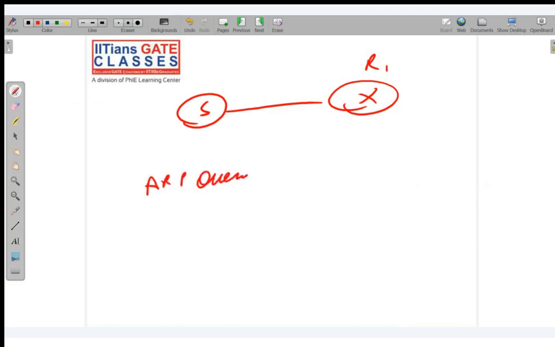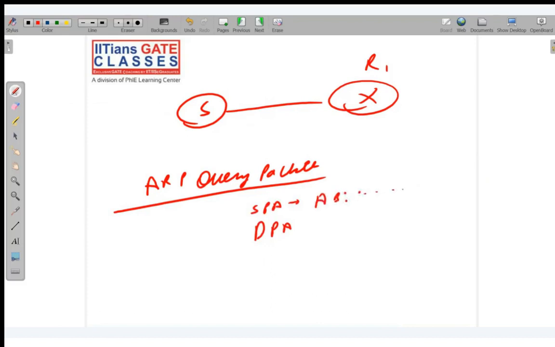This question has been asked in GATE. ARP query packet. Now in the ARP query packet, since it does not know the physical address of R1, what will it write in the destination physical address? In the source physical address, it will write its own physical address, for example AB and so on.